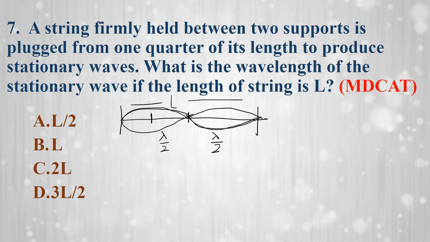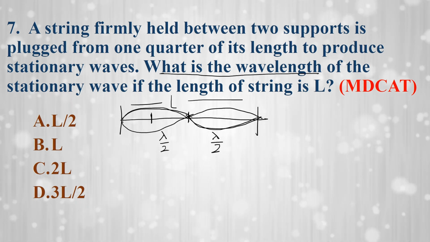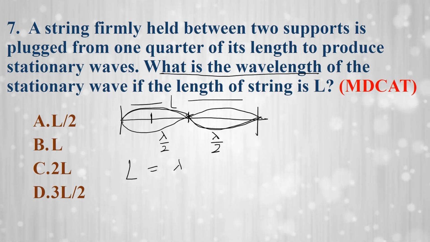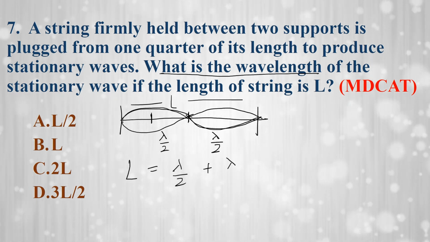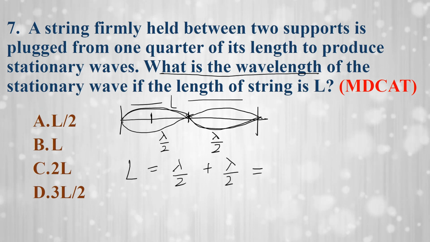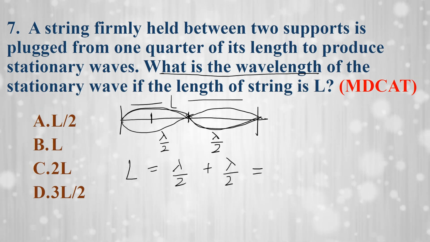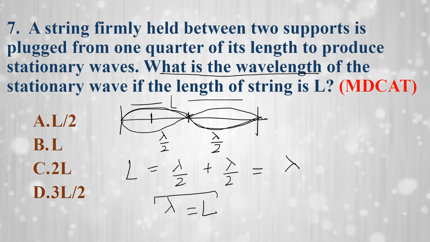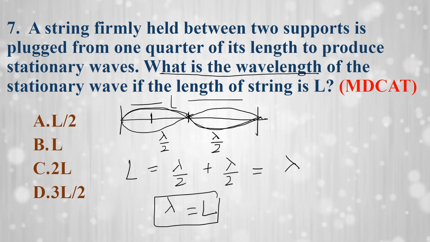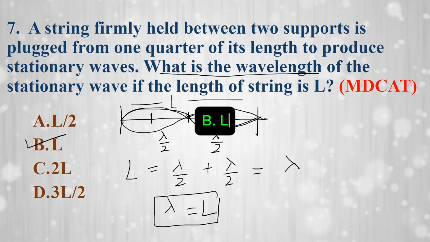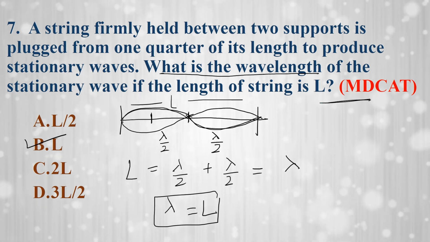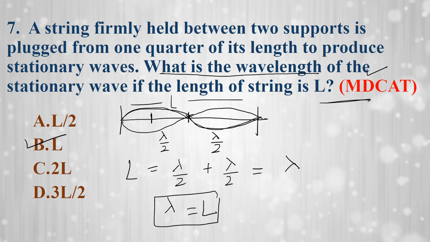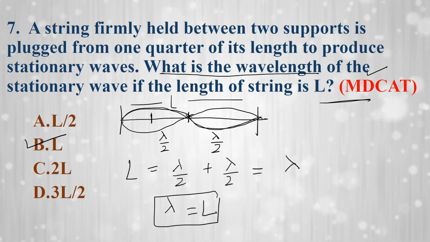And what you have to calculate? You have to calculate the wavelength. So the whole length is equivalent to the sum of the lambda by 2 terms. When you solve it, it will be equivalent to lambda. So lambda is equivalent to L. It means that the wavelength is equivalent to the length of the string. I have highlighted it, as this question has been asked in previous years as a question of MDCAT.